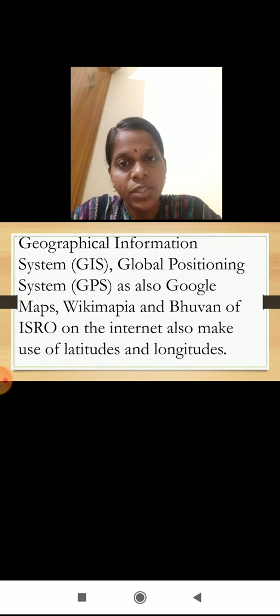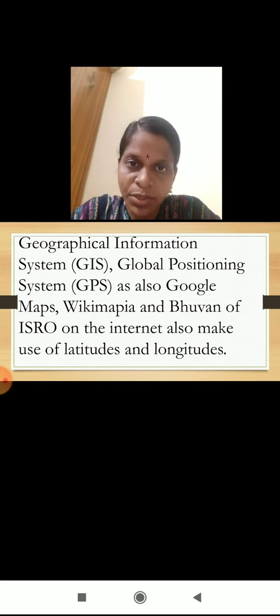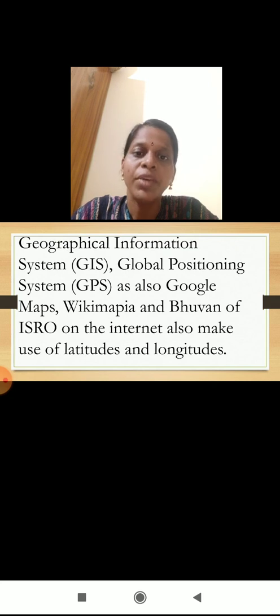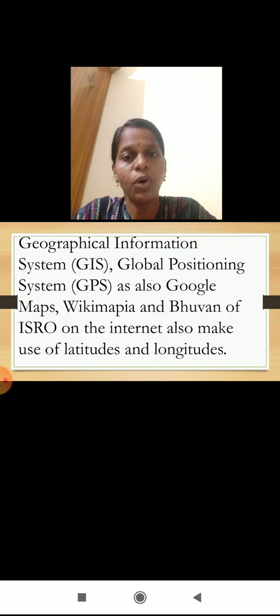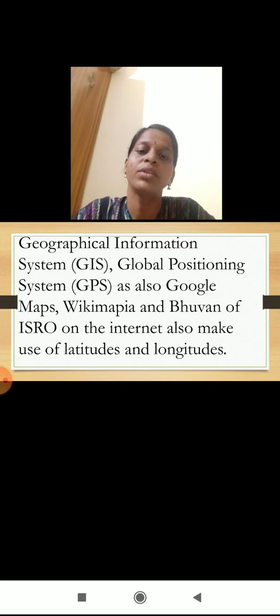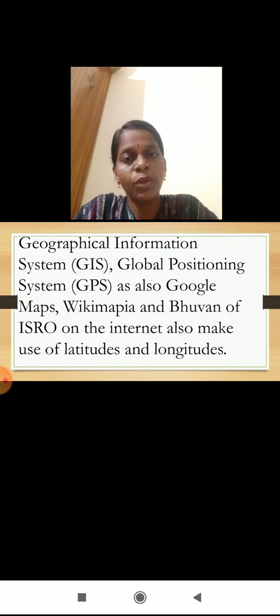Geographical Information System, that is GIS. Global Positioning System, that is GPS, as I told you. Also global maps, Wikipedia and Bhuvan of ISRO on the internet also make use of latitudes and longitudes. With the help of latitudes and longitudes only, all these people are able to reach as soon as possible. Now we are coming to the modern technologies.